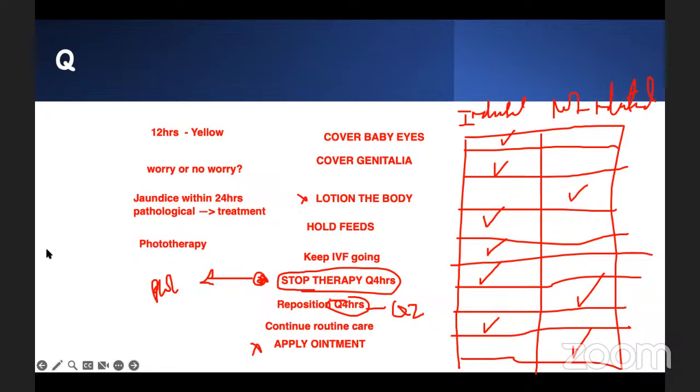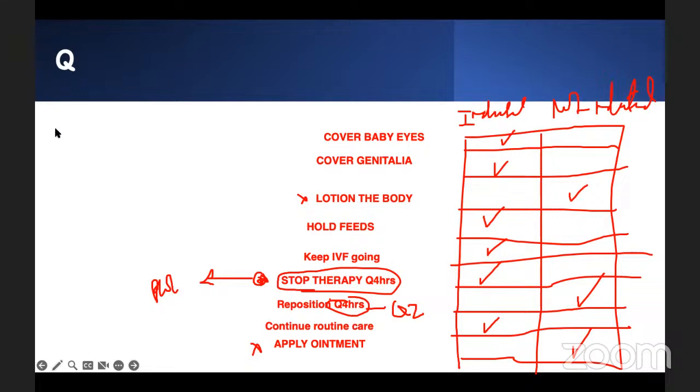And so this kid continued to have the therapy. What should the nurse be looking for to make sure the phototherapy is working? What is the number one thing the nurse needs to check to make sure phototherapy is working? Number one thing. The only way the kid can get rid of that bilirubin is to poop.